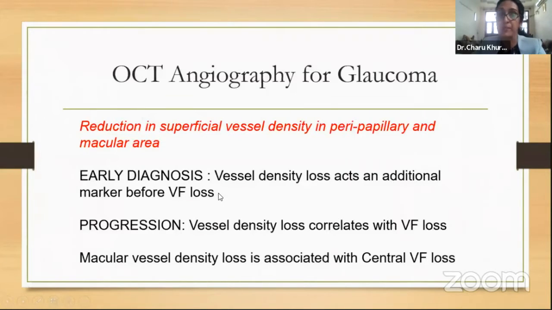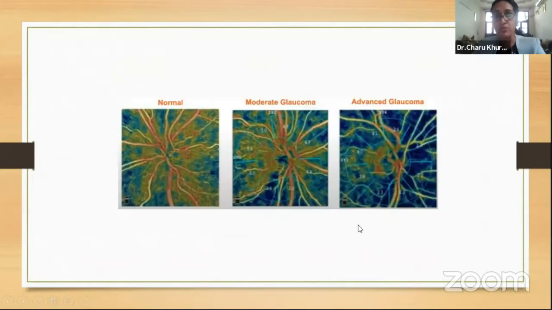appearing as open. Another word about OCT angiography for glaucoma. We know that glaucoma affects the vessel density in the peripapillary and the macular area. So this is an additional advantage that we have with the OCT angio. The vessel density loss acts as an additional marker even before the visual field loss. And the vessel density loss will then correlate with the visual field loss in subsequent time periods. So it can also be used to monitor progression.